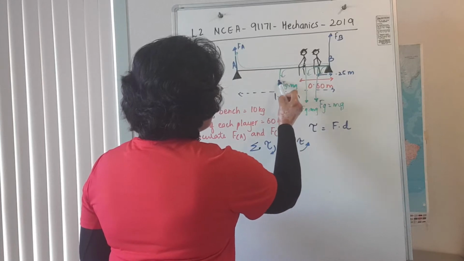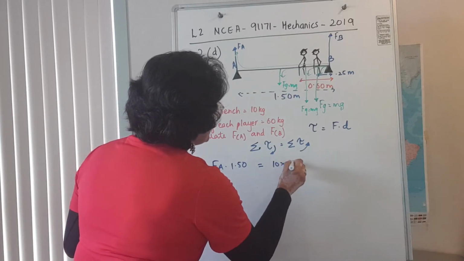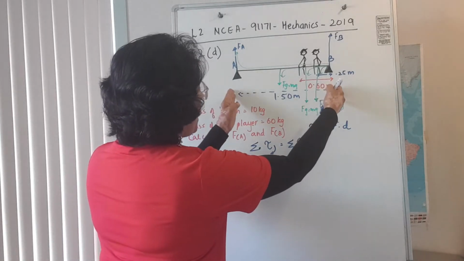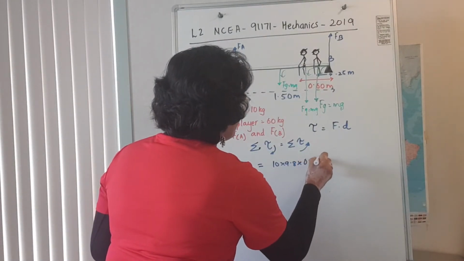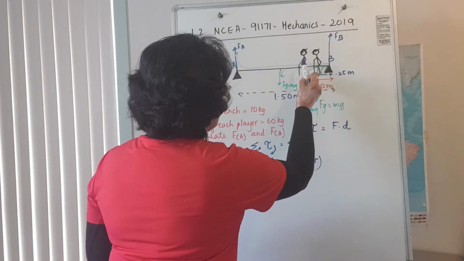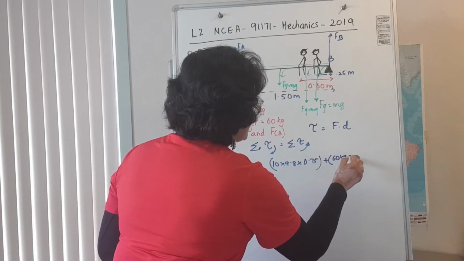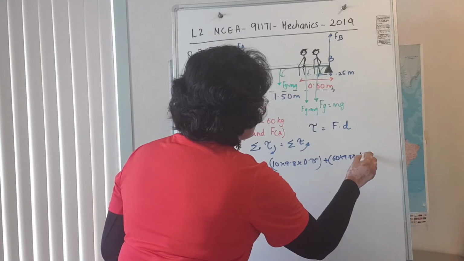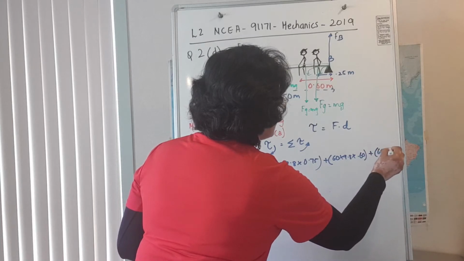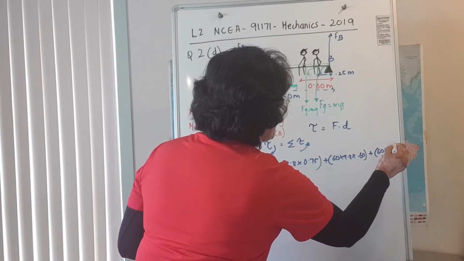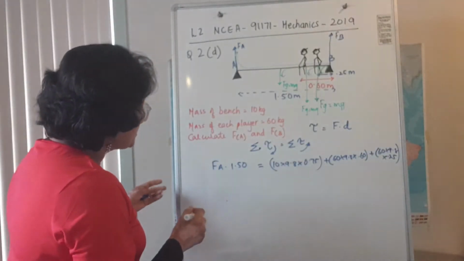The mass of this whole thing is 10 kilograms. So I have to convert it to a force, times 9.8, times the distance, which is half this distance. Half of 1.5 is 0.75. So I've got one torque, and then the torque because of this person, so plus, he's 60 kilograms times 9.8 and he's 0.60 meters from the end. And then the last one is also 60 times 9.8 times 0.25 meters from the end. That's how I get this equation, and then I'm just going to solve it.